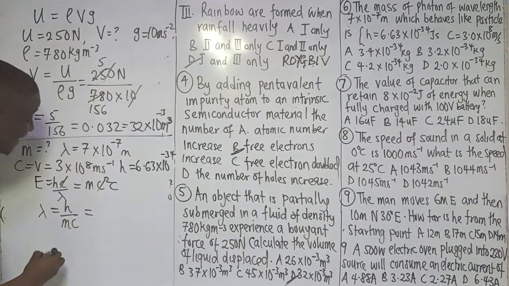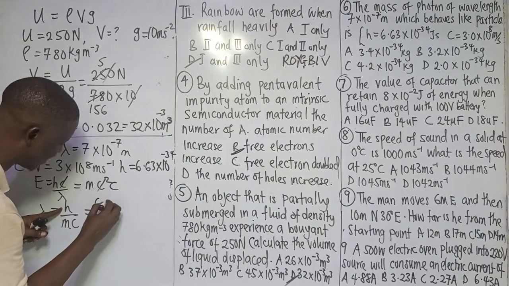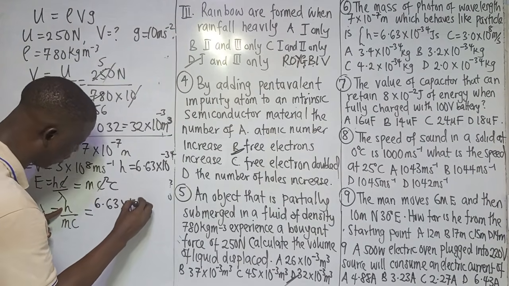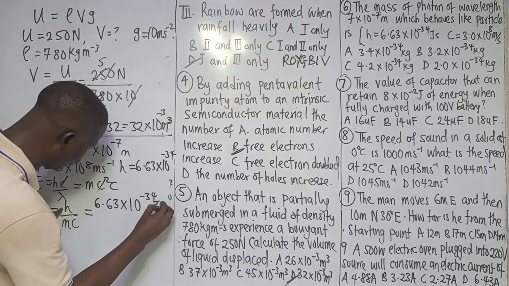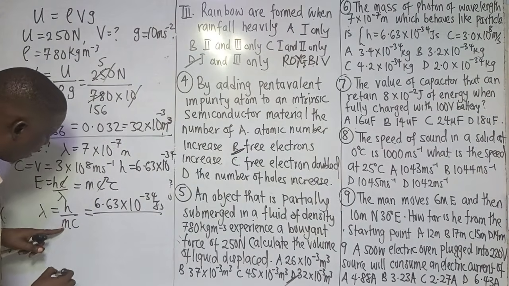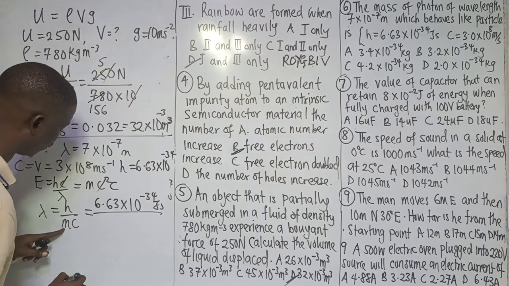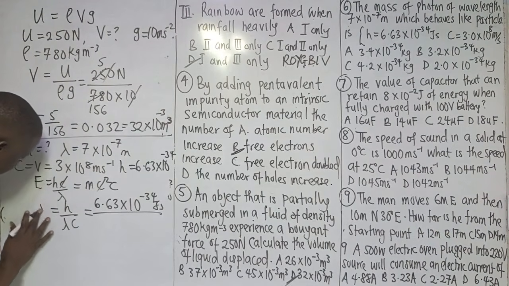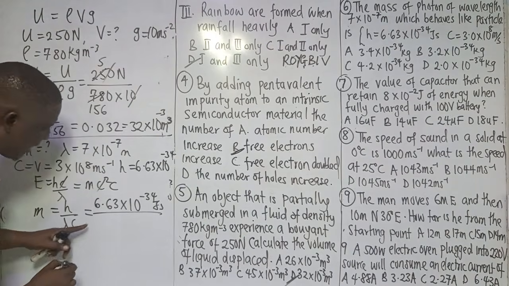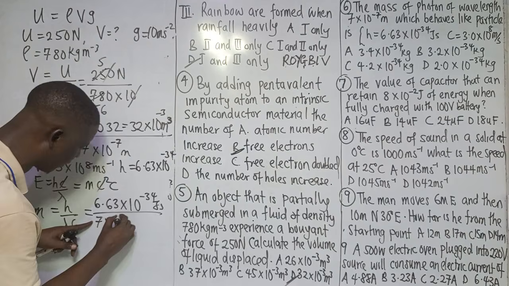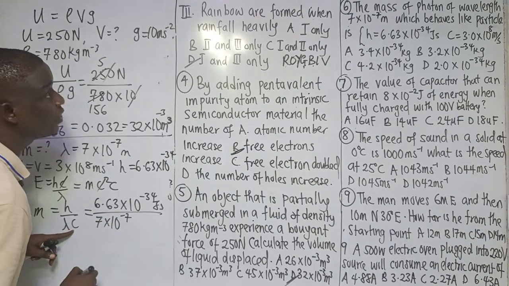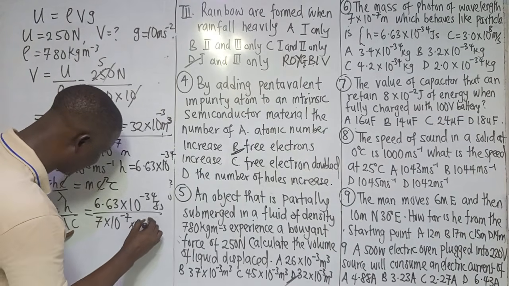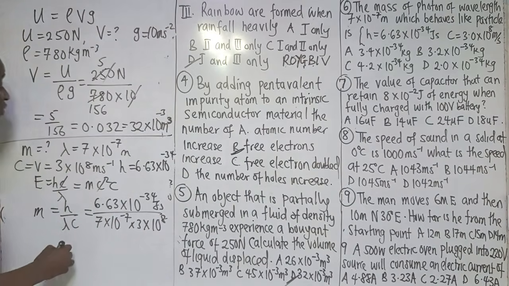Now what we're going to do is simply to put our values there: 6.63 times 10 to the power of minus 34 joule second, divided by what? The mass of the photon is unknown, so we can make it the subject of the formula. Let's put lambda here, and we are looking for mass. Lambda is 7 times 10 to the power of minus 7. Now, the speed of light is 3 times 10 to the power of 8. We play with it now.